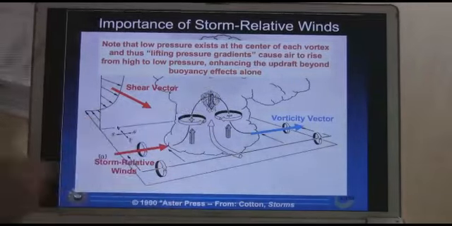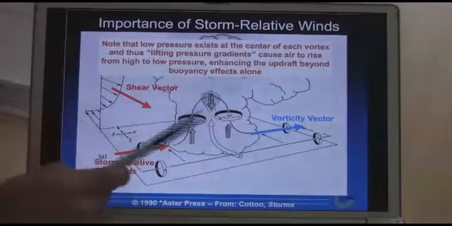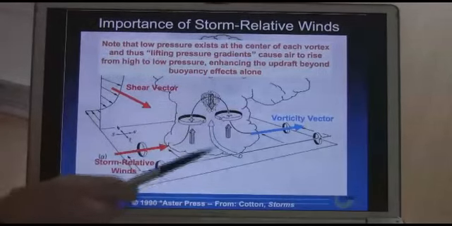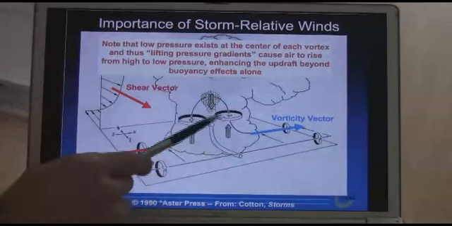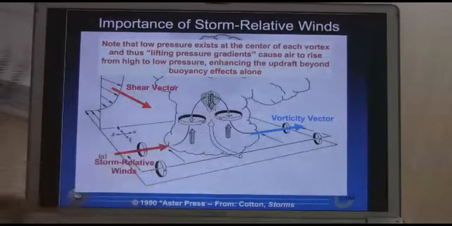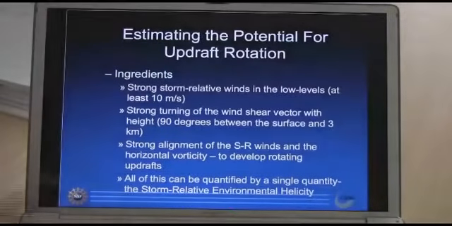And they enhance the updraft beyond the buoyancy effects alone. Because remember I said there's two updrafts. There's the thermodynamic updraft, the buoyancy updraft due to latent heating. And these are dynamically driven because they have low pressure at their center. So dynamically they're drawing air upward from below. Okay?